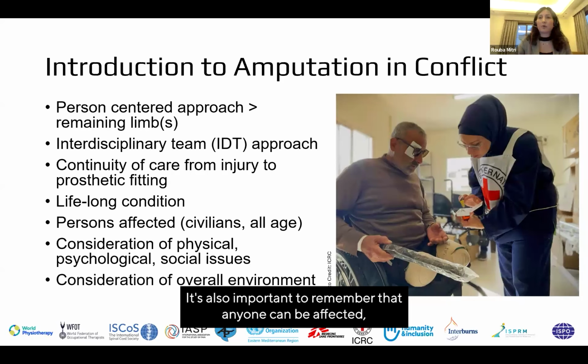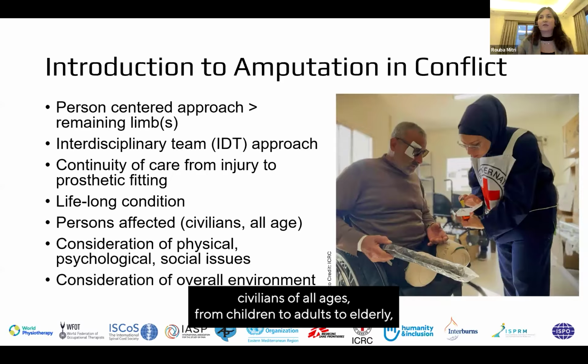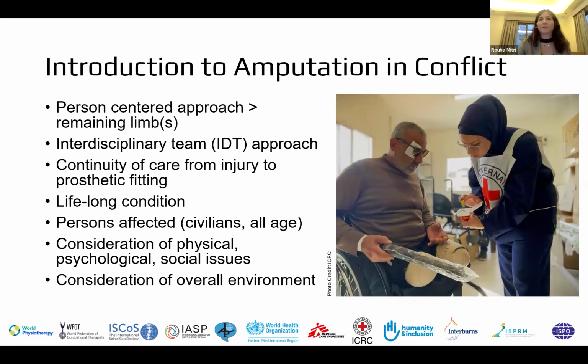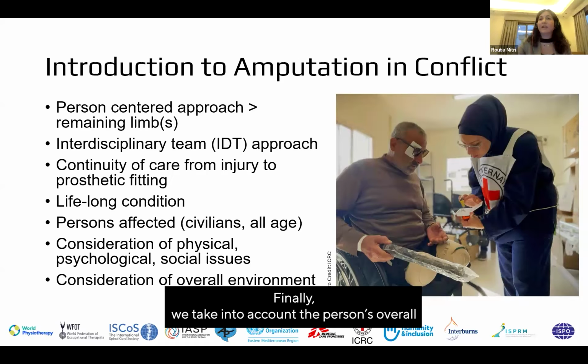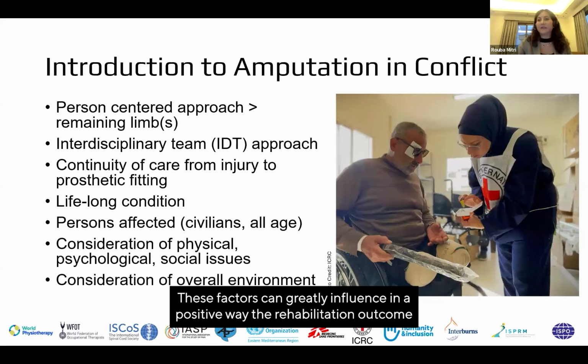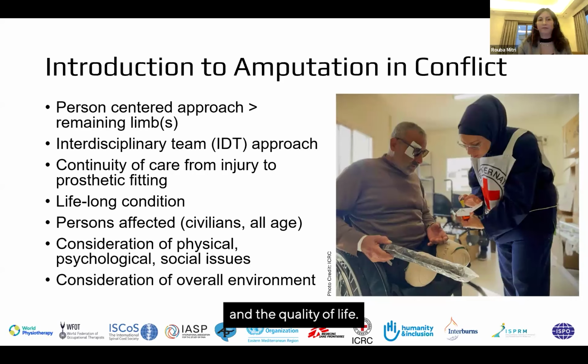It's also important to remember that anyone can be affected, civilians of all ages, from children to adults to elderly, so care must be adaptable to different life stages. Finally, we take into account the person's overall environment, including their home, community, access to services. These factors can greatly influence in a positive way the rehabilitation outcome and the quality of life.